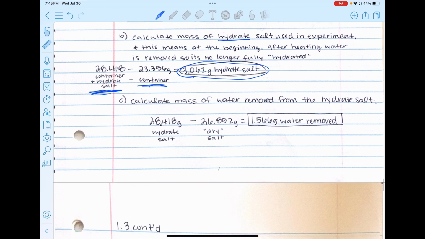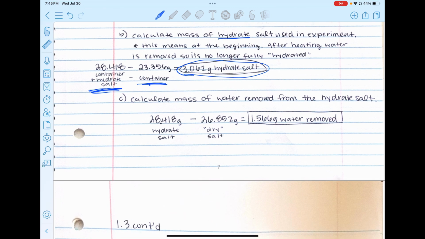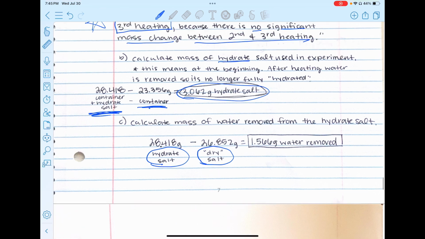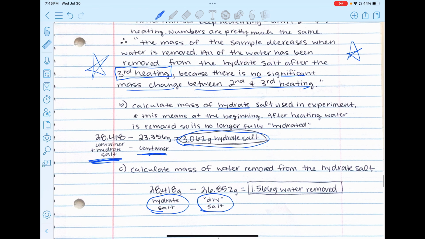Okay, moving on to part C. Now we're told to calculate the mass of the water removed from the hydrate salt. So we're going to take our hydrate salt, the 28.418, that number from the beginning, and we're going to subtract the mass of the dry salt. Where do I get the dry salt from? Well, that's the last number after that third heating. So this is the number from after the third heating, because that's when we know the experiment's done.